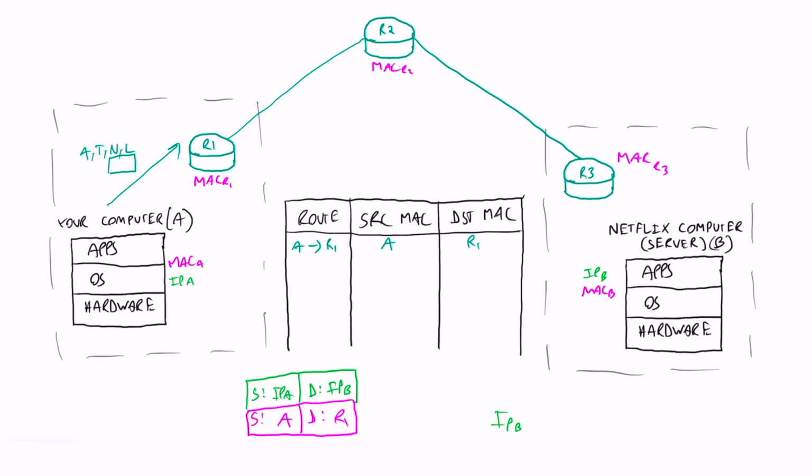So it's going to say, okay, let me cancel out this. And now the source MAC address is going to be R1, and the destination MAC address is going to be R2. And then R1 can forward that new packet along to R2. Same packet, but now different source and destination. So this path is going to be R1 goes to R2, the source is R1, and the destination is R2.